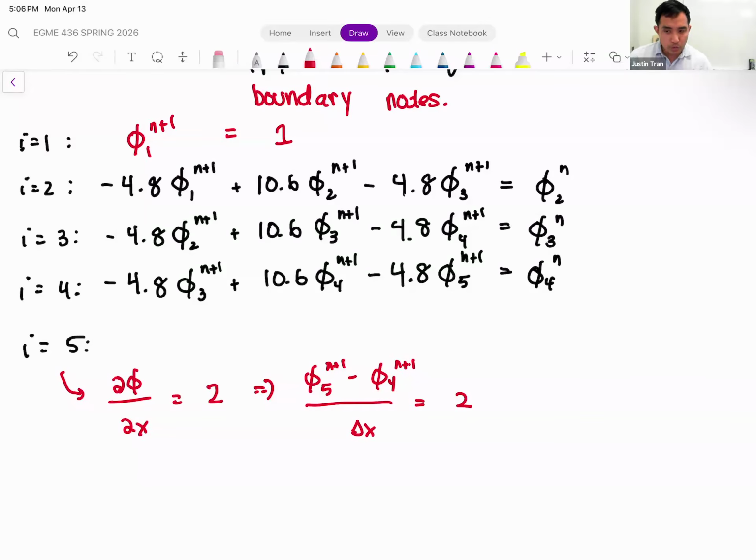The only thing that we're going to do here is multiply both sides by delta x. And so we get minus phi4 at n plus 1 plus phi5 at n plus 1 is equal to 2 delta x, which is 0.5. All right, and then that's it. Traditionally, because you are going to be solving this, typically in MATLAB, you would take this set of equations and put it in matrix form, just to make things a little bit easier to solve.